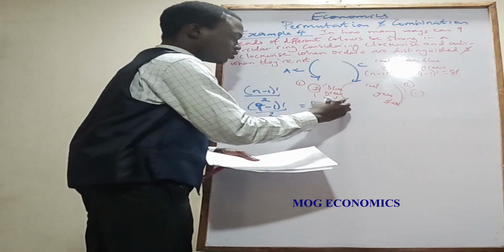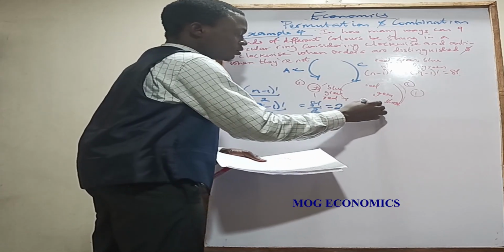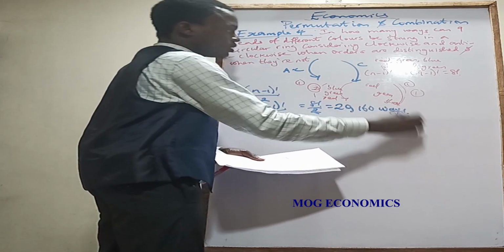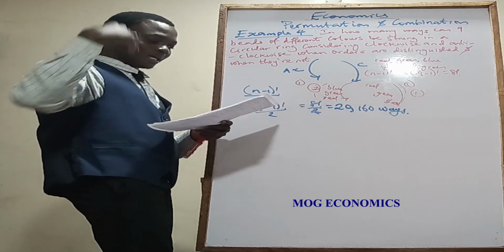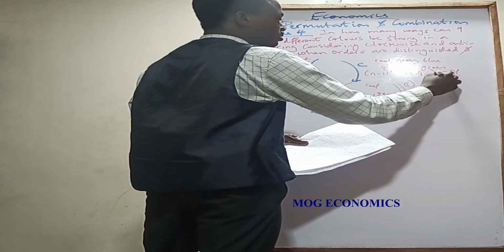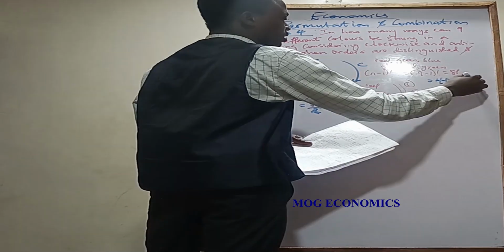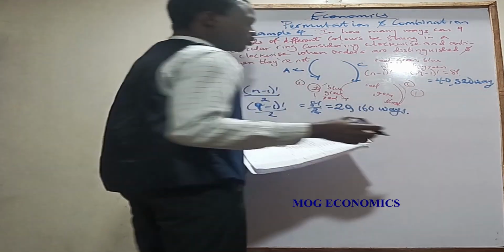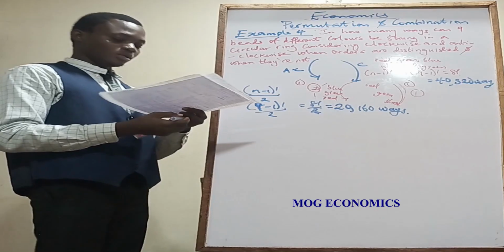So that equals 20,160 ways. Whereas 8 factorial would be 2 times that, which is 40,320 ways. That's that. So before we now move into our fifth example.